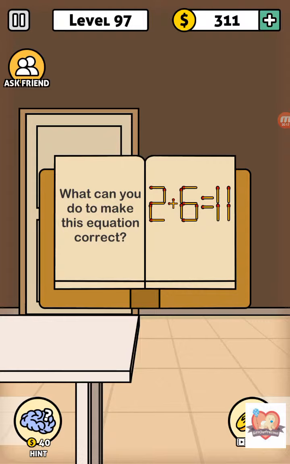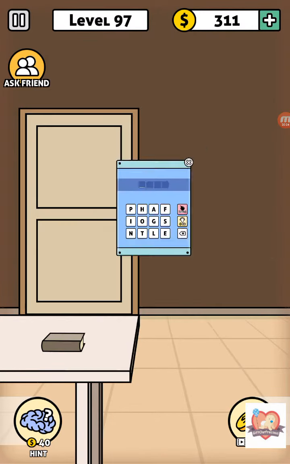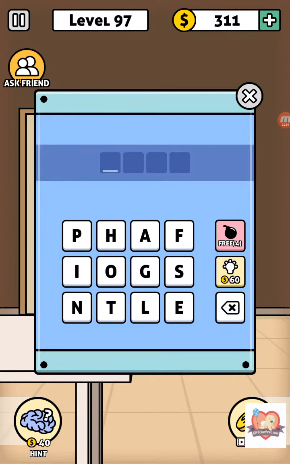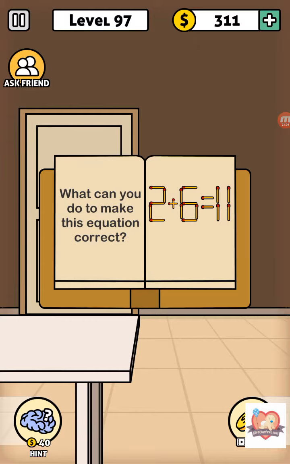What can you do to make this equation correct? Let's see how many letters. 1, 2, 3, 4. 4. If you shift up. What can you do to make this equation correct? Is it 4 letters? So is it F-O-U-R? Something that shifts 4 letters.